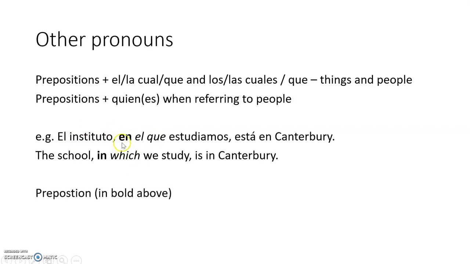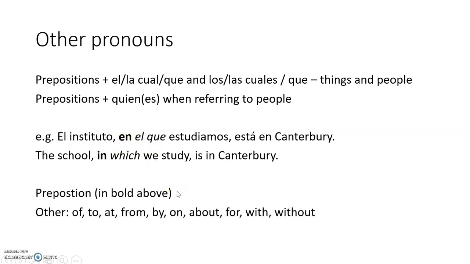So we've got one preposition en in bold, but also we've got some other ones. So we've got of, or to, or at, or from, or by, or on, or about, or for, or with, or without. So in Spanish, de, these refer to the ones above. A, de, por, sobre, para, con, and sin. So after all of those, we use these sorts of prepositions.